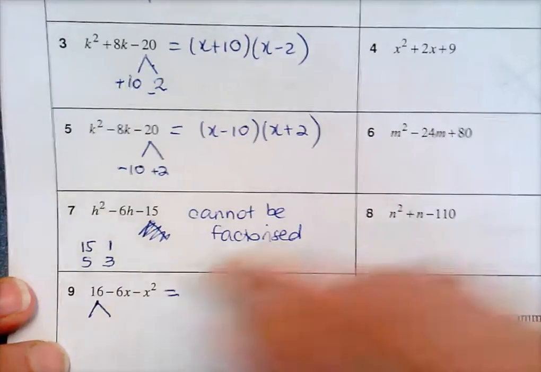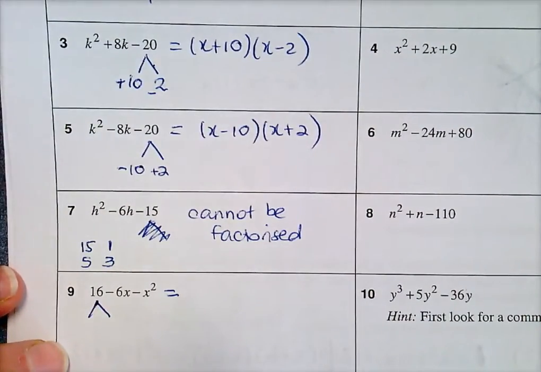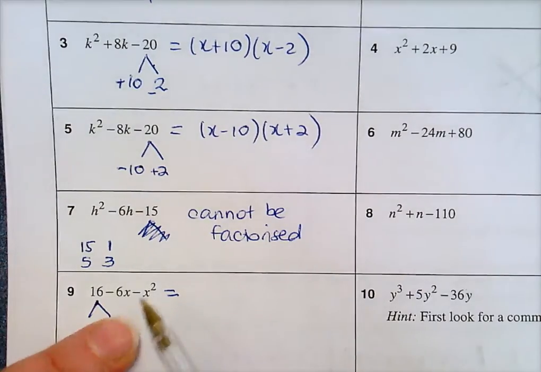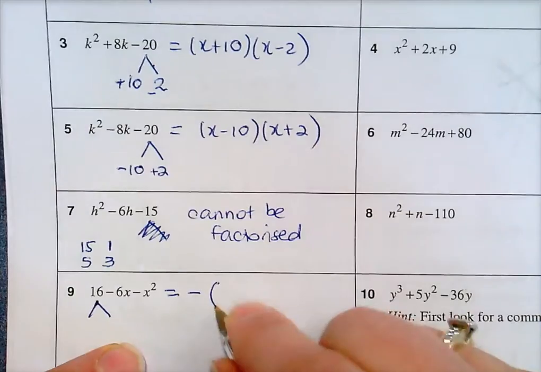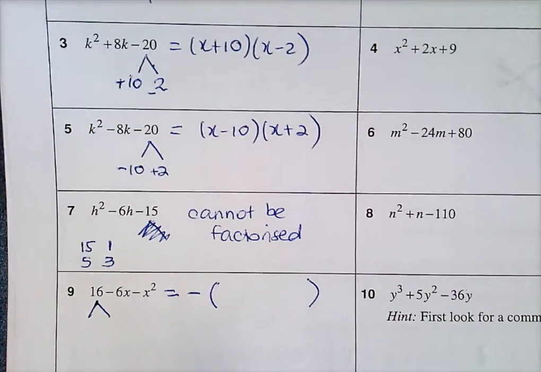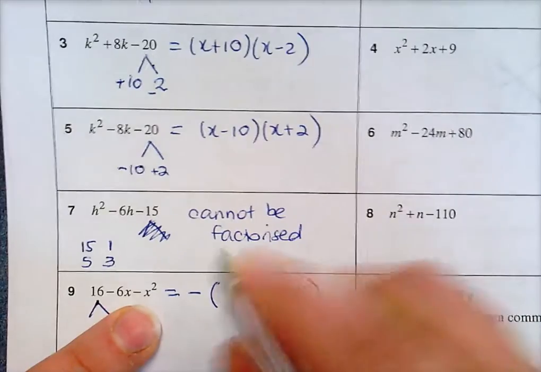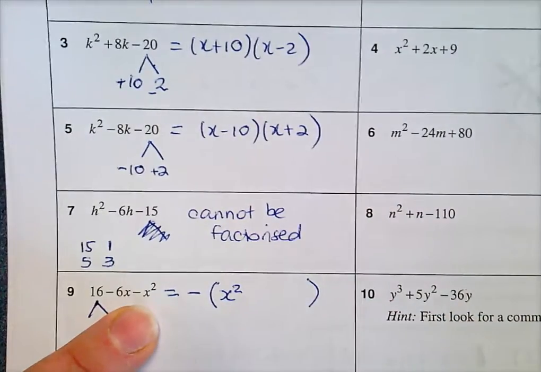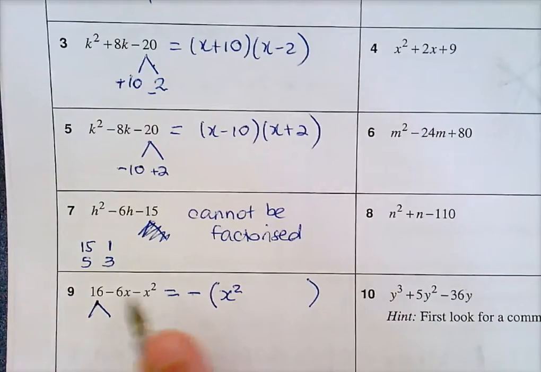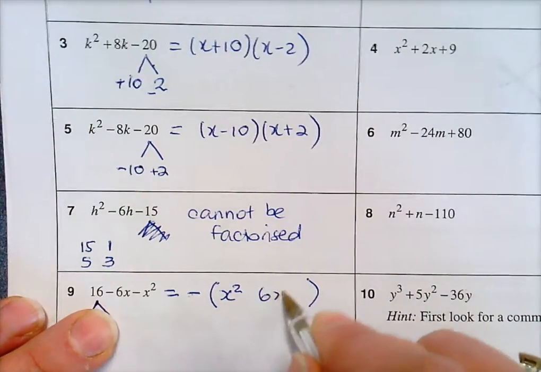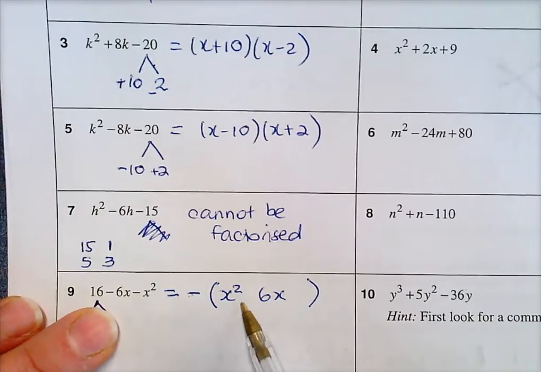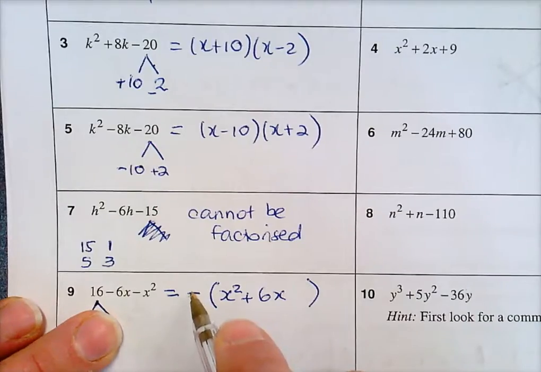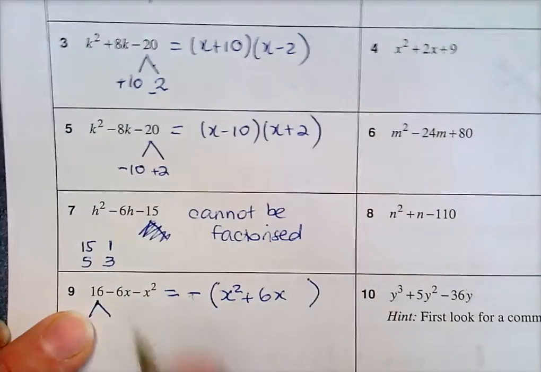What I want you to do first, you know how we were doing the other ones that had a 3 out the front or a 2x squared? I want you to pull a negative out the front of everything. And girls, we like to see the x squared term first, then the x, then the number. So if I pull out a negative, what do I write here for x squared? Positive or negative x squared? What do I write in front of the 6x? A plus or a minus? Negative x squared, minus plus is a minus. What about the 16?